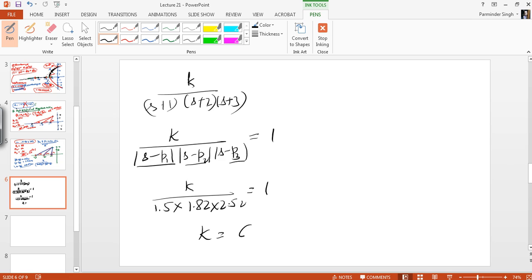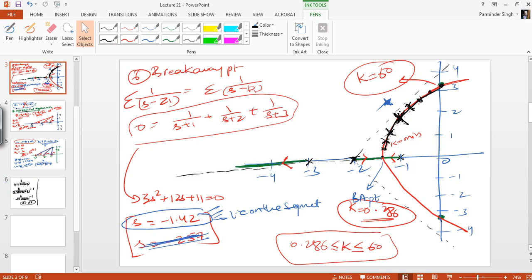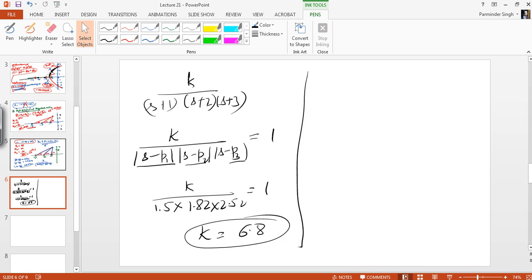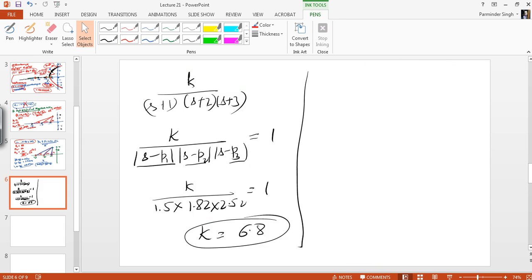So k comes out to be 6.88. The k value which we said over here should be between 0.286 and 60. Yes, the value is 6.88. That means at this particular point, we have s equal to minus 0.95 plus 1.5j. This point lies on the root locus and the value of k is 6.88. Clear? So this is your magnitude criteria.